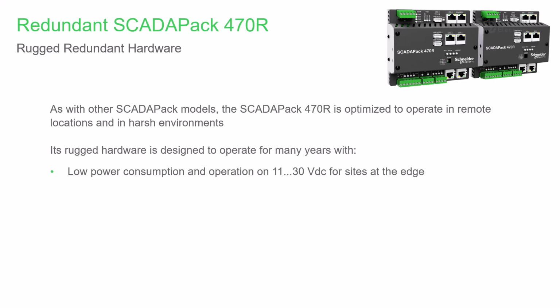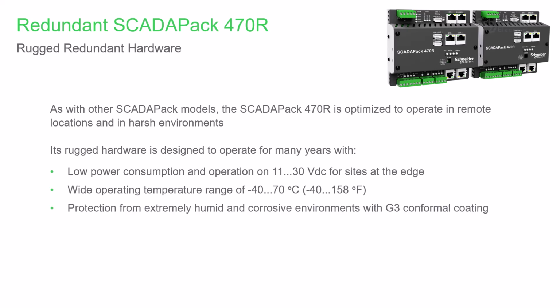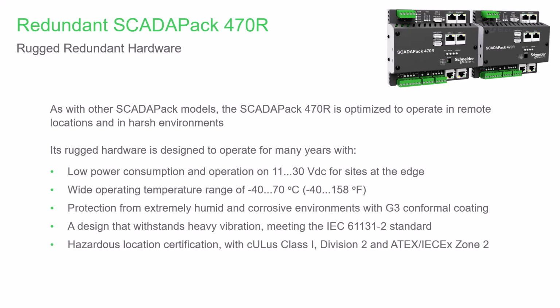The ruggedized hardware is designed to operate for many years with low power consumption and operation on 11 to 30 volts DC for sites at the edge. A wide operating temperature range of -40 to +70 degrees, protection from extremely humid and corrosive environments with a G3 conformal coating on the circuit board. A design that withstands heavy vibration, meeting the IEC 61131-2 standard, and with hazardous locations certifications, including Class 1 Division 2 and ATEX IEC-EX Zone 2.